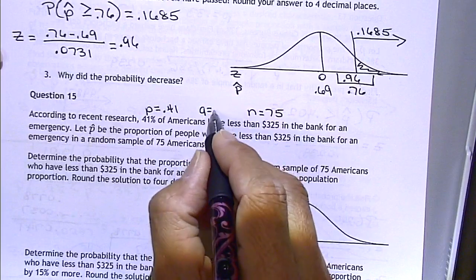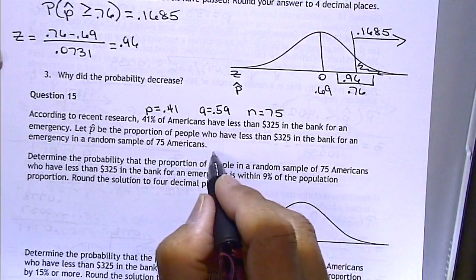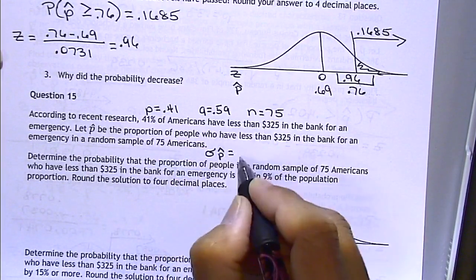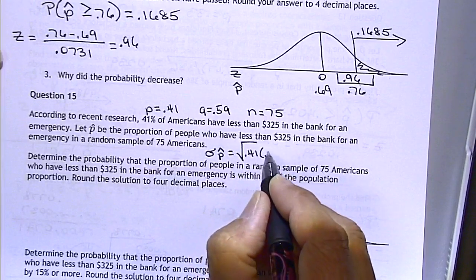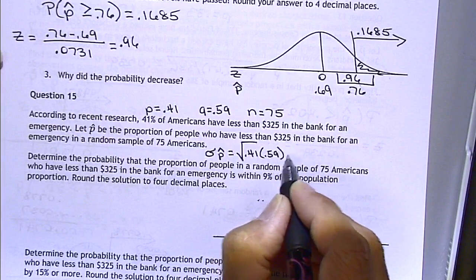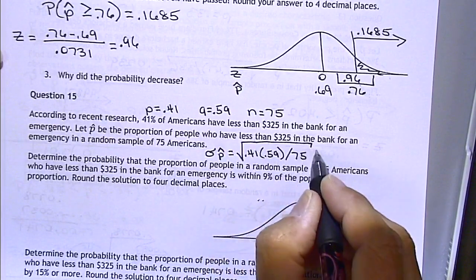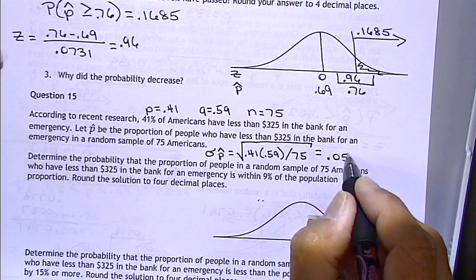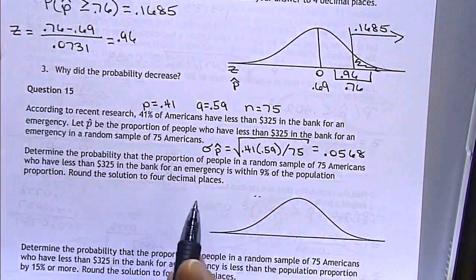You got it, 0.59, right? So we're going to go ahead and calculate, because we know we have to, the standard deviation of p hat. It's going to equal the square root of 0.41 times 0.59 divided by 75. All of that is going to give me a standard deviation of 0.0568. Good enough. Let's see what they're asking now.